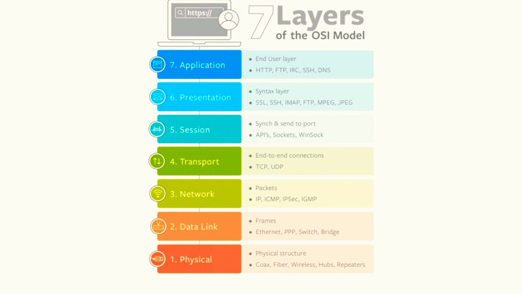Then in the session layer, a session is created or terminated. Then in the presentation layer, the data is translated, encrypted and compressed. And then in the application layer, which is the topmost layer, we can see or receive the data, where the user can communicate directly with the software.